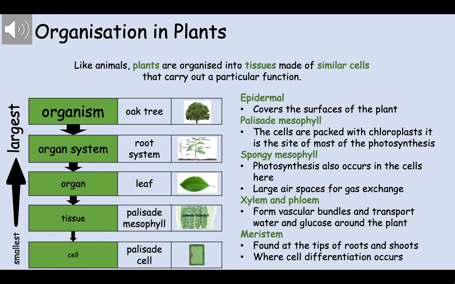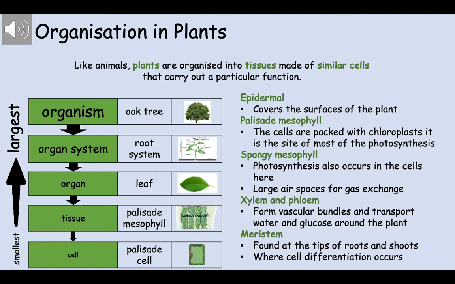And lastly, which you don't see in this diagram, but it's important to remember, and we do go into more detail about this in year 10, we have the meristem. Now the meristem are typically found at the very tips of roots and shoots. So shoots are what we call growing sections of plants, and this is where cell differentiation occurs. So these are effectively your stem cells for your plants.